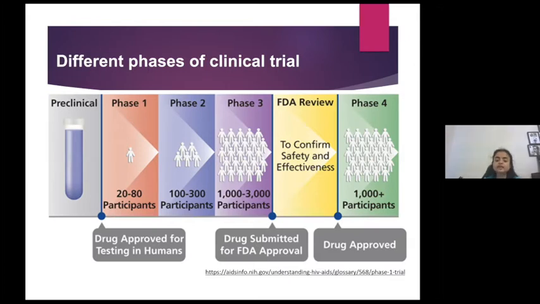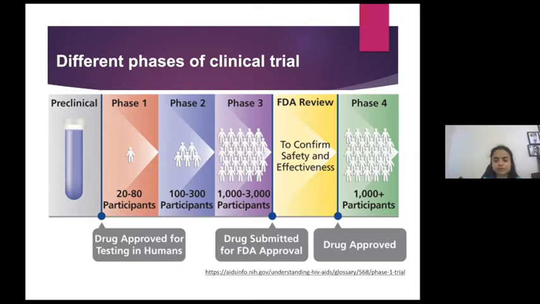However, if an intervention survives these 3 phases, we get the drug approved, and then we do an FDA review to confirm safety and effectiveness. And once the drug is approved, it has crossed that threshold of being an experimental drug. So now it goes to phase 4, when thousands and thousands of people are given the drug. And this is how drugs get to the market.